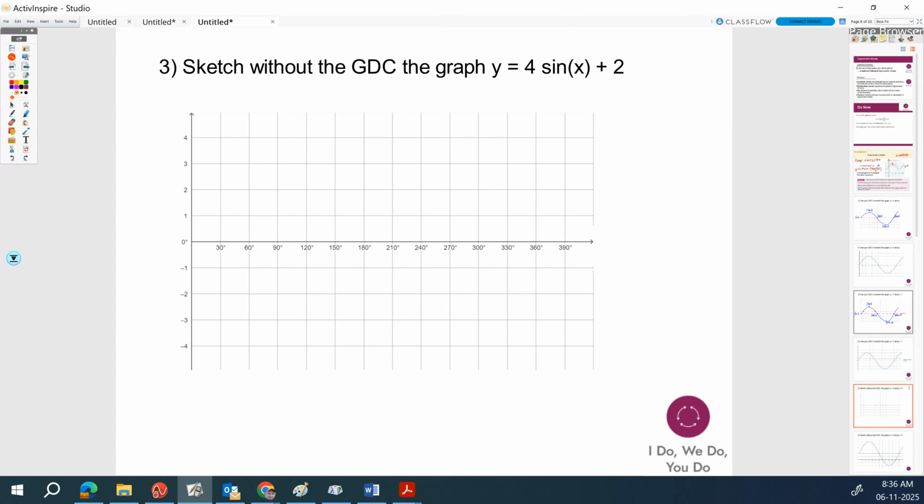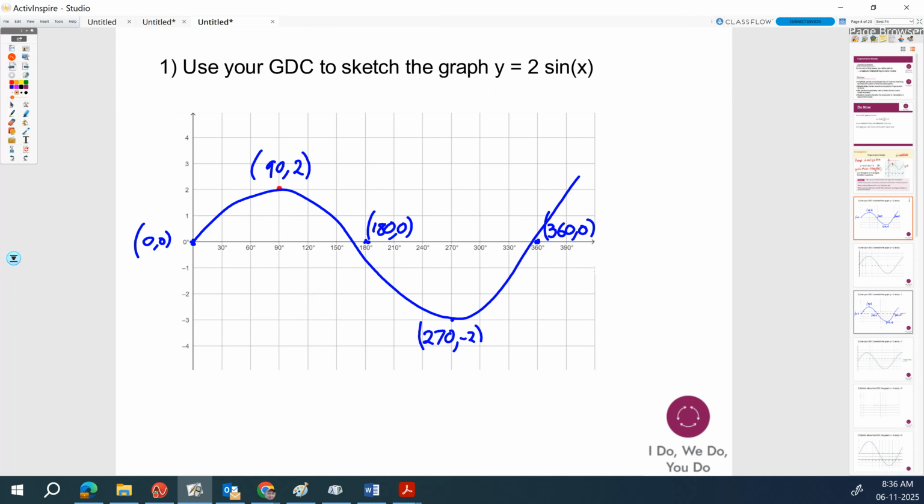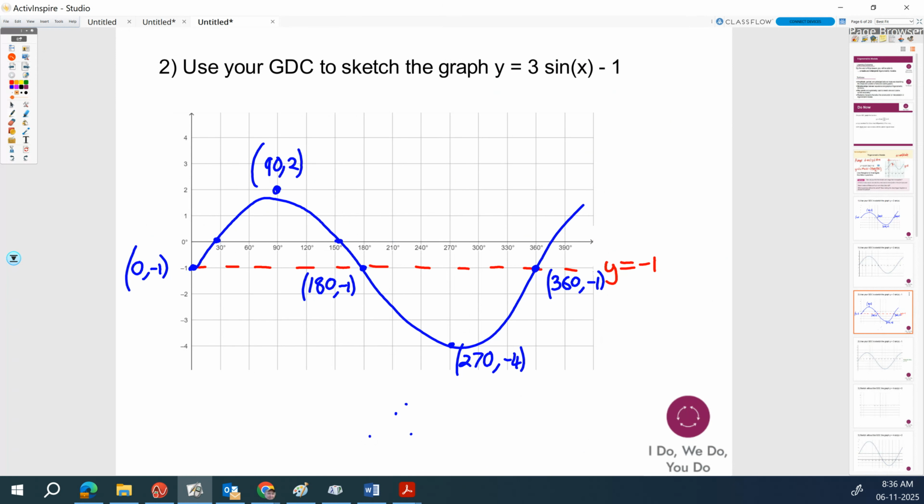So, for this question, try and sketch this without using your graphing calculator. Okay, we're going to try and build our understanding of the constants A and D. If you remember what we talked about in our introduction, we need to find these 5 key points. We can find these 5 key points from our A and D.